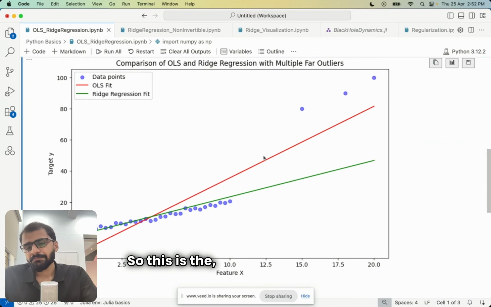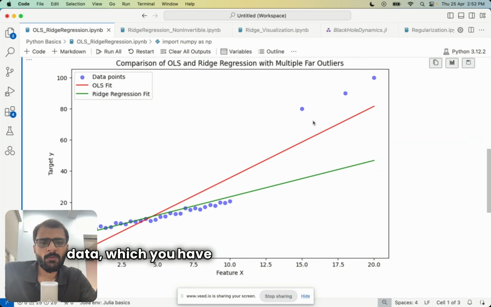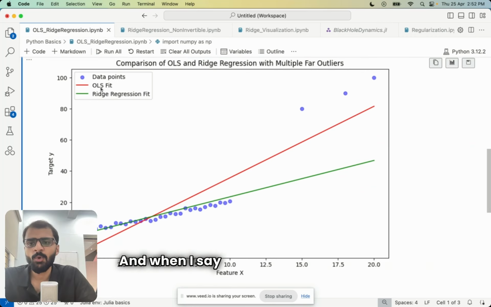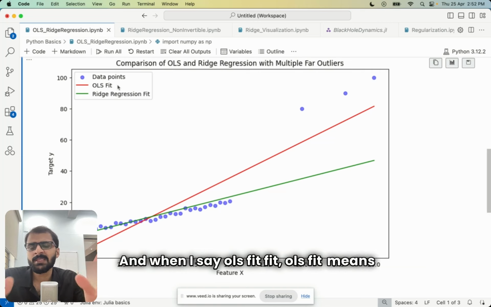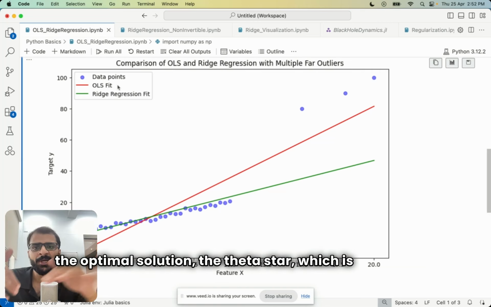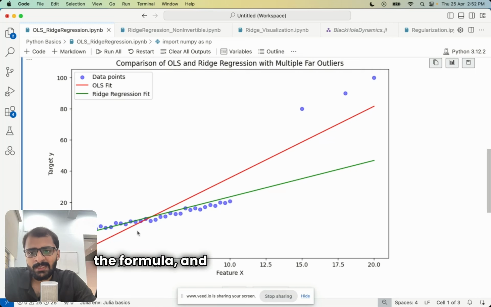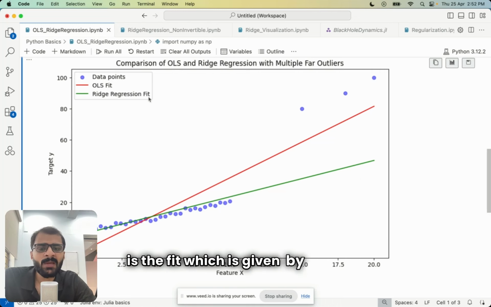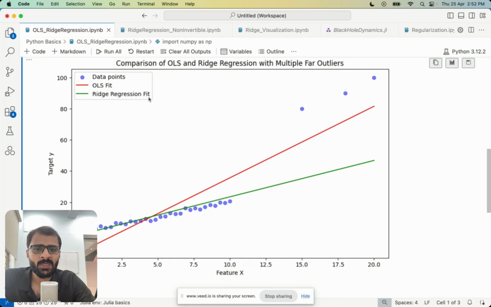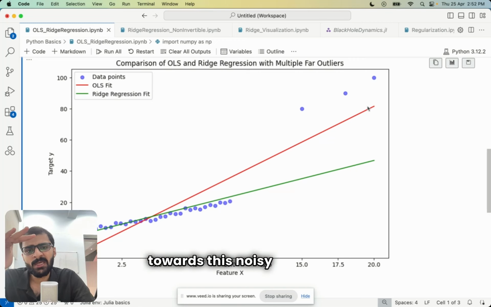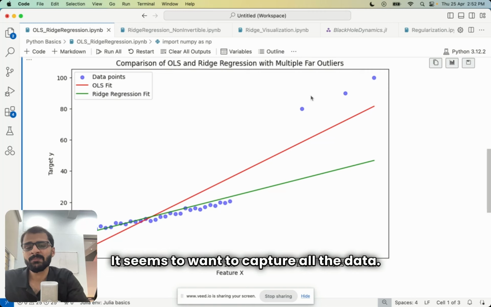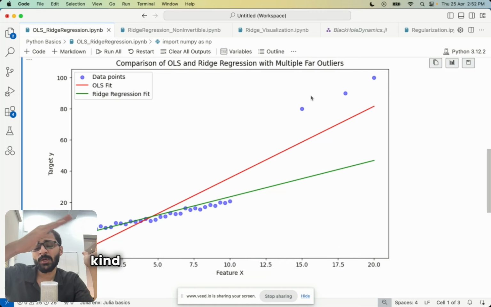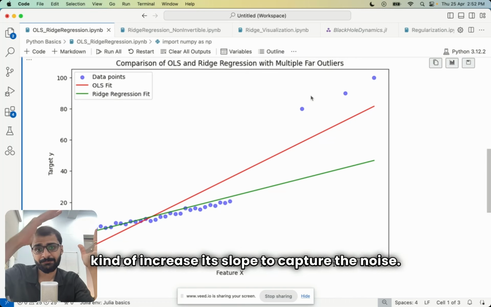Before that, please have an intuition of what you think the true answer might be. The blue is the true data which you have already seen, with these outlier points. The OLS fit means the optimal solution, theta star, returned by the formula, and that is given by the red line. The green line is the fit given by ridge regression with lambda equal to 1000. First of all, notice that there is a big difference between the red line and the green line. The red line seems to deviate towards this noisy data also. It seems to want to capture all the data. It has tried its best to increase its slope to capture the noise.